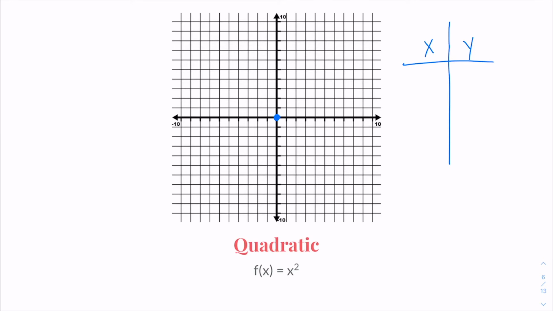So when our input is 1, our output is 1. When our input is -1, the output is 1. Notice we have that reflection over the y-axis. Input 2, output 4, input -2, output 4. Then, using our table of values, we can plot the points, and we know it's that parabola shape, so we can draw that shape.